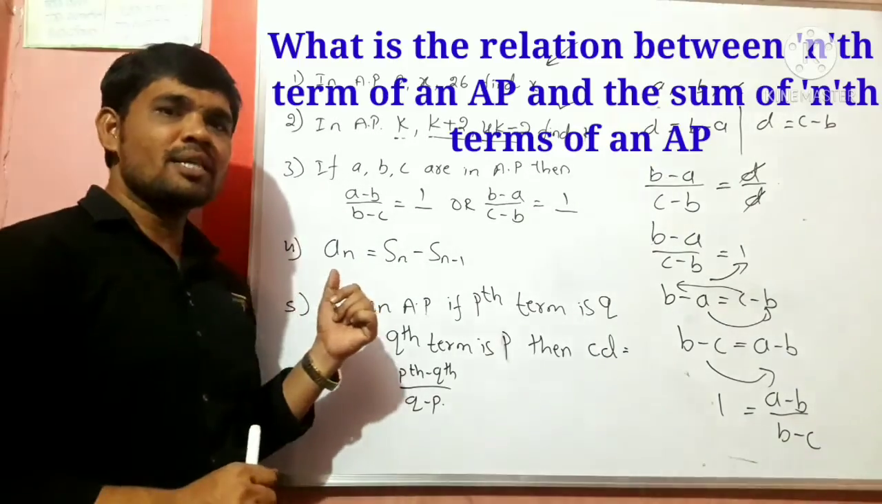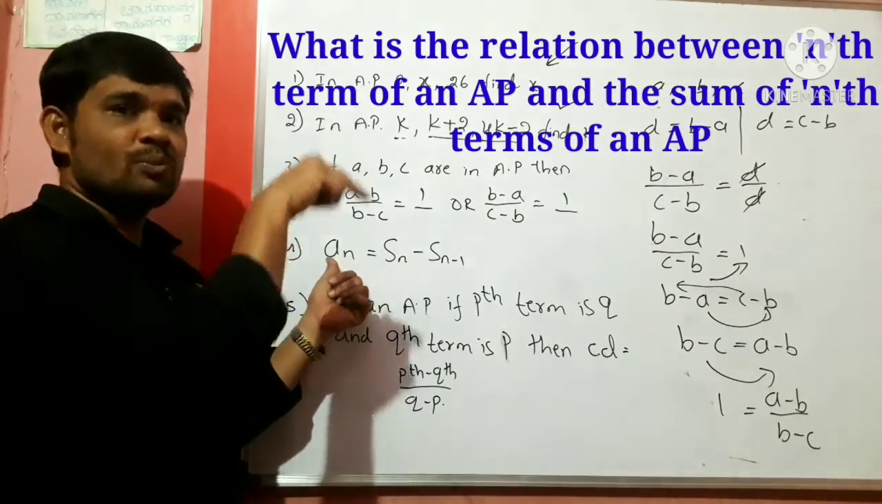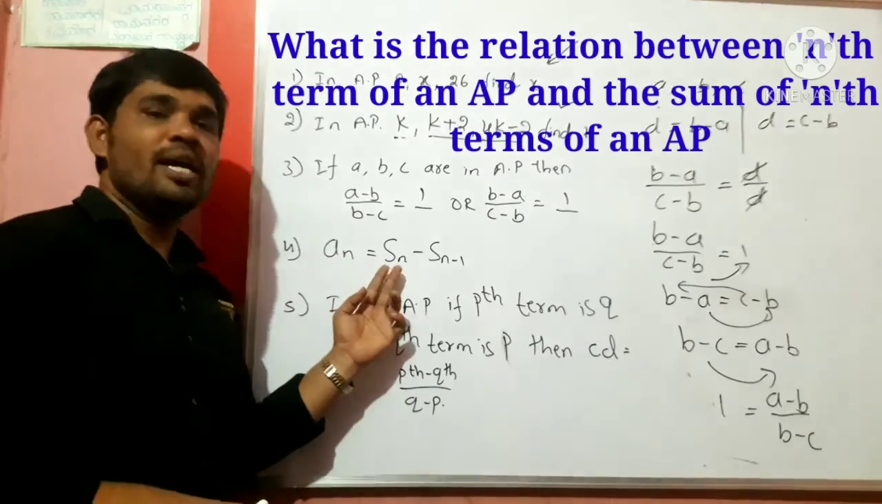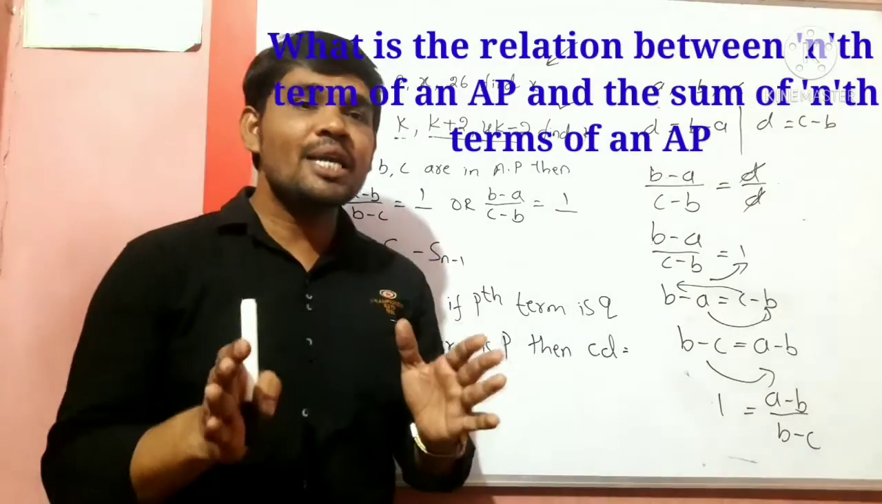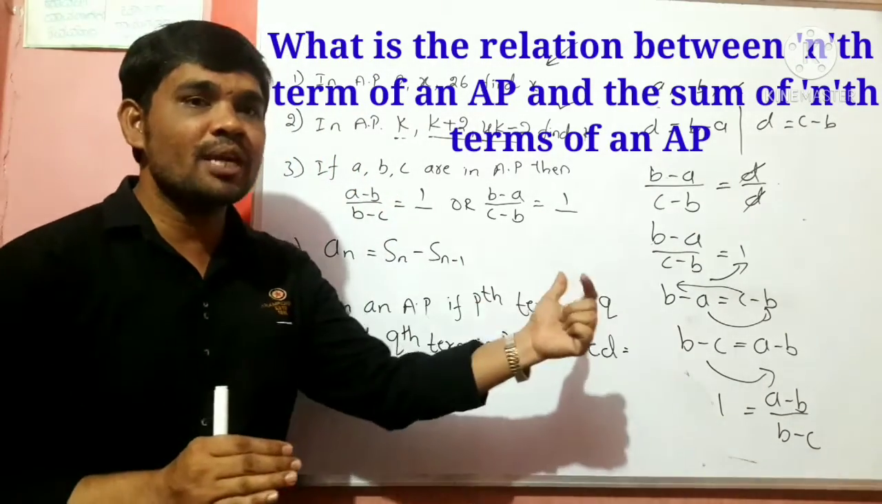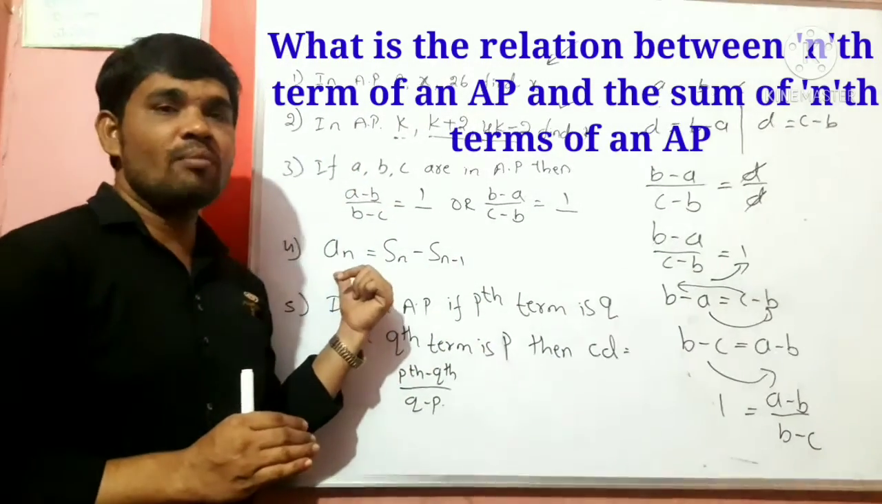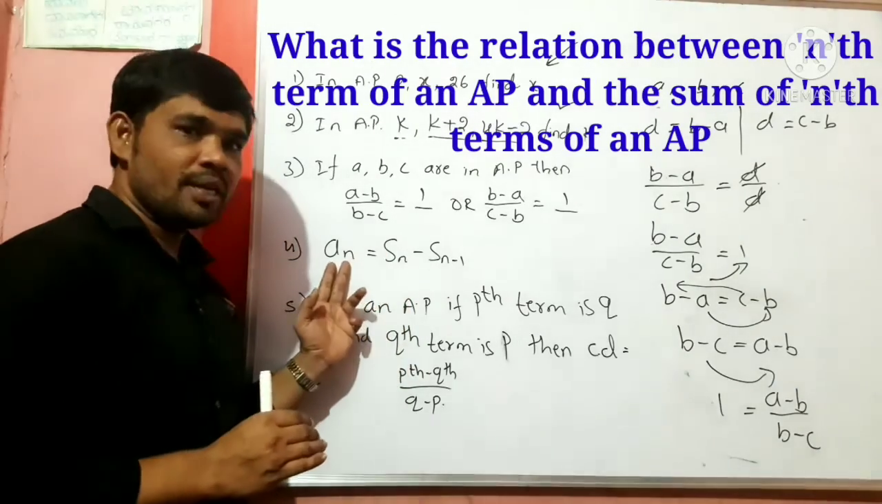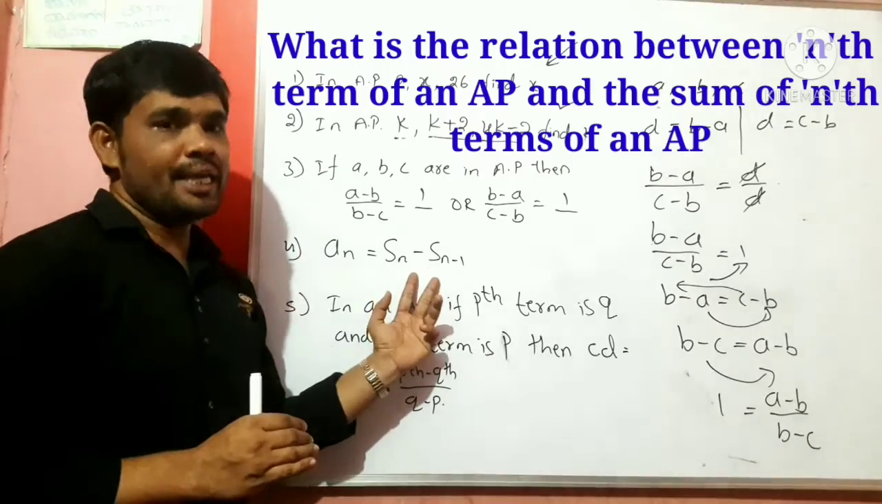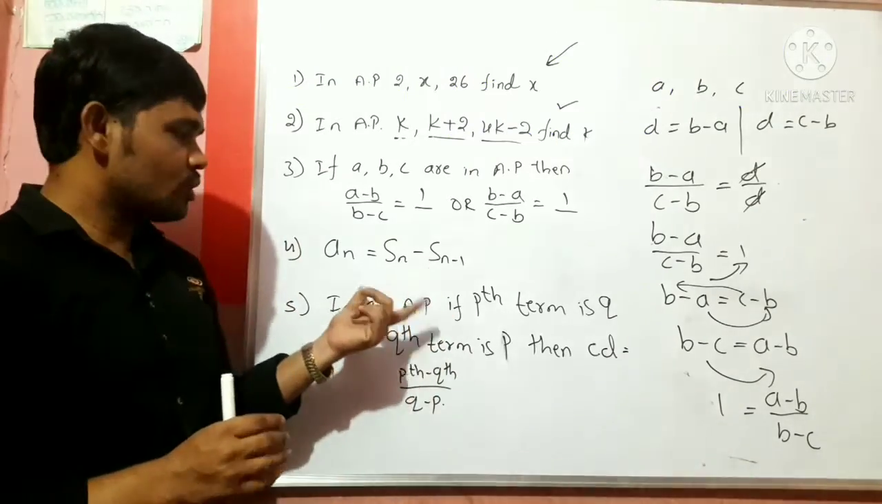And one more question they asked, this is also a formula I forgot to explain there: a_n is always equal to S_n minus S_(n-1). They ask what is the relation between the sum of an AP and the general form of the nth term. This is the relation between the nth term of an AP and the sum of an AP. If they ask, you have to write the formula.